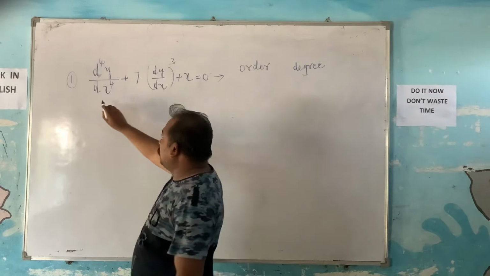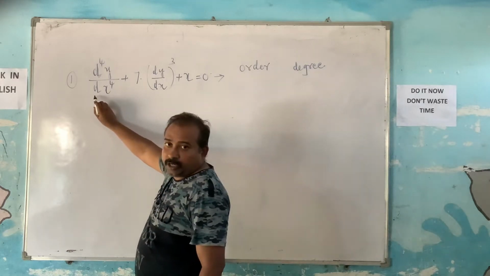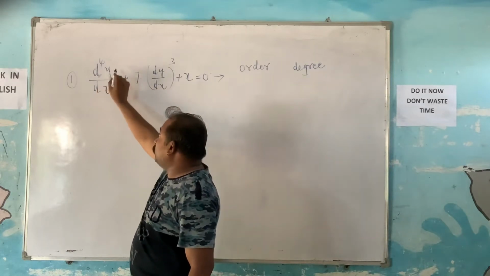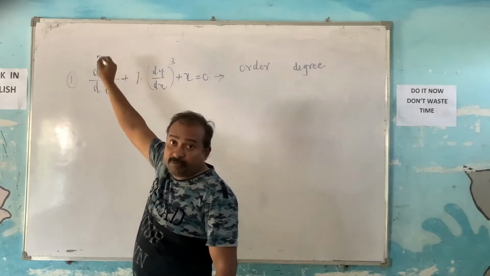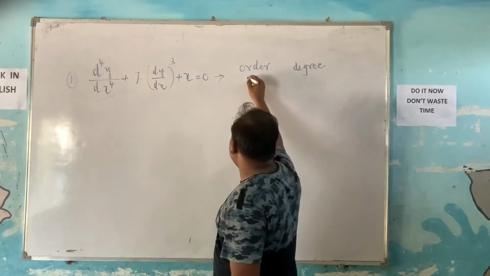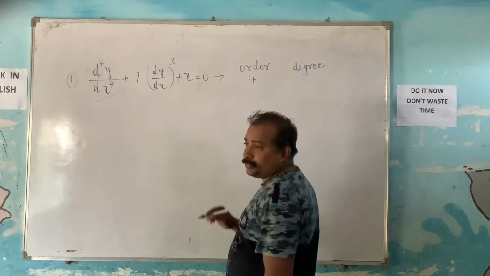So here, what is the highest derivative involved? d power 4y by dx power 4. This is the highest derivative involved in the given differential equation. So the order is equal to 4.